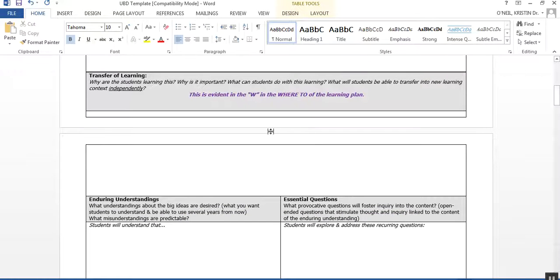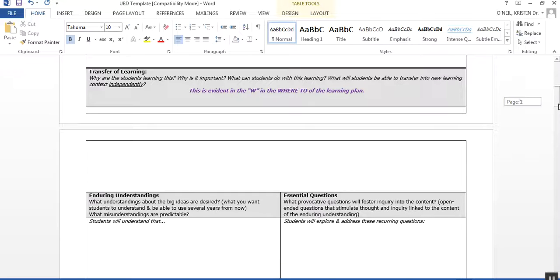Transfer. This is the entire point of why we teach. Why are the students learning what you're teaching them? Why should they care? I go back to that same analogy of the 2 trains who intersect at one point traveling at different speeds. Don't care, not on the train. So how do we get them to care? How does this learning apply to later life? How can we transfer it into other content areas?